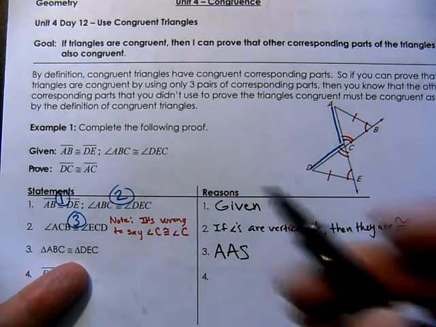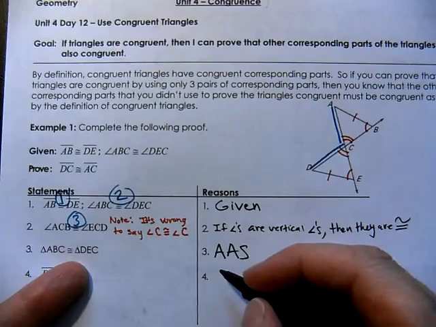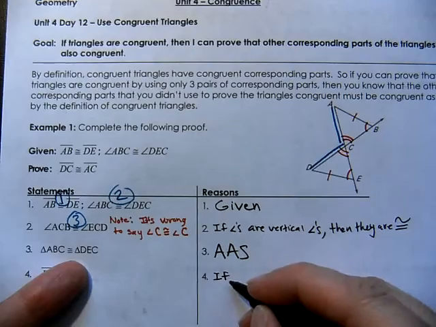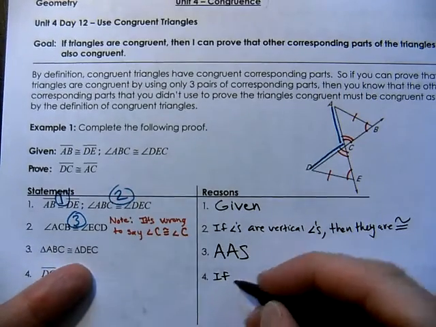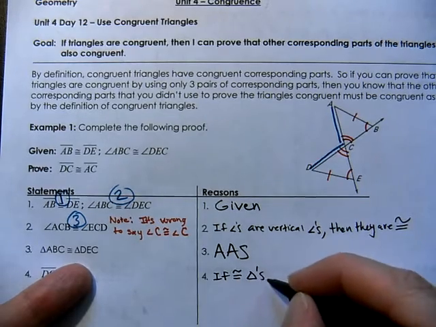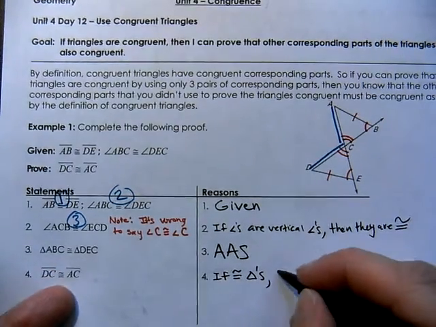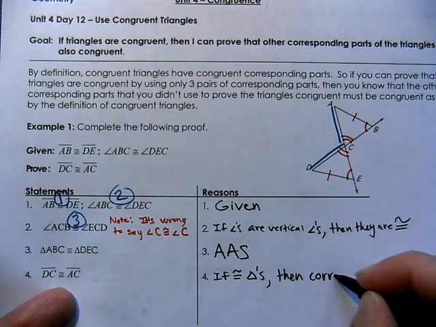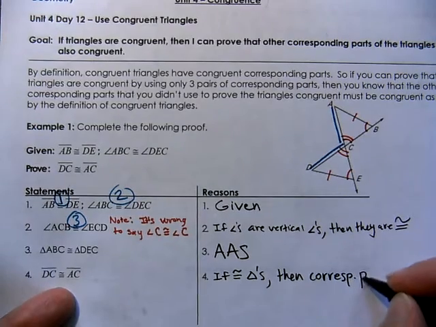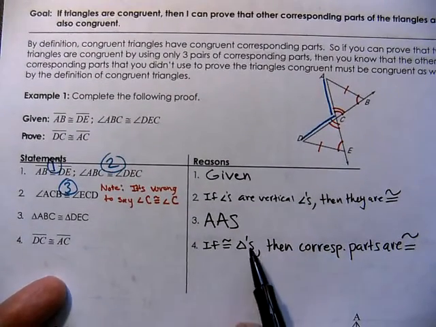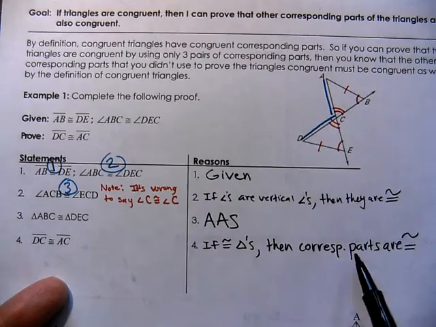So here's our if-then statement. This is the new piece. This is what we're learning today. Remember, the if always describes what came before. What came before? We have congruent triangles. So if congruent triangles, or you could say if triangles are congruent, then corresponding parts are congruent. So if triangles are congruent, then the corresponding parts are congruent.